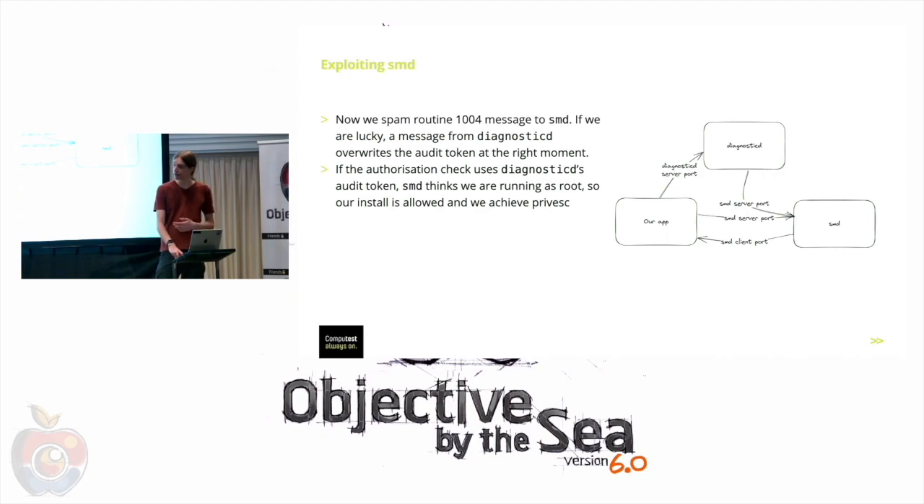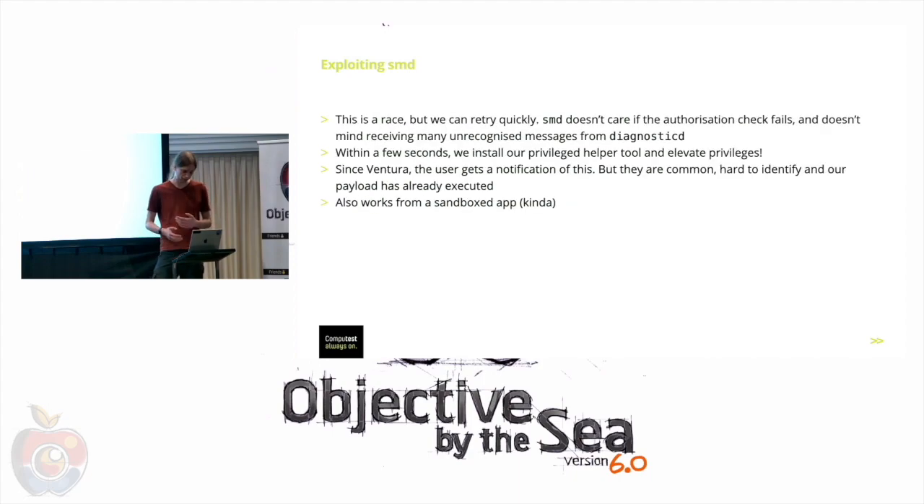So this worked. It is a race condition, but we can retry really quickly because we can just keep sending messages. If it doesn't work, nothing really bad happens. And also, SMD doesn't recognize those messages sent by diagnosticd because there's no routine field in it, but it doesn't really care. It just drops the message and moves on. It keeps the connection open, and it can just keep on retrying. And typically, within just a few seconds, it would install that privileged helper tool. And once it's installed, we have essentially elevated privileges.